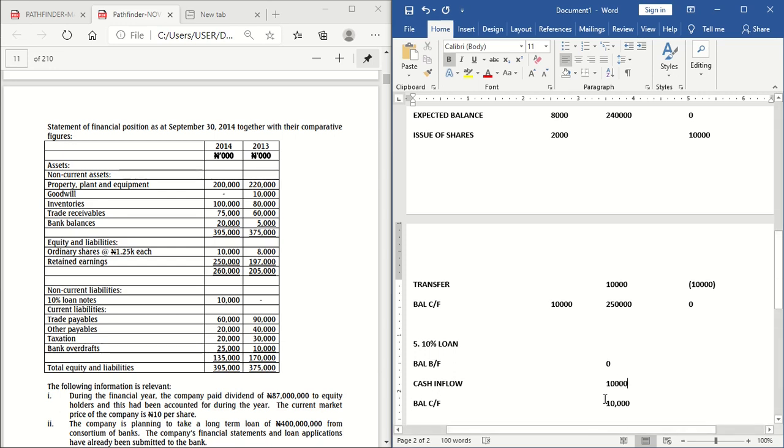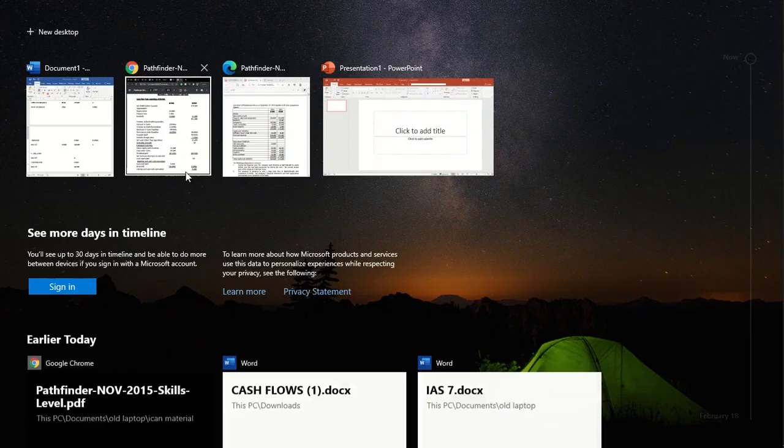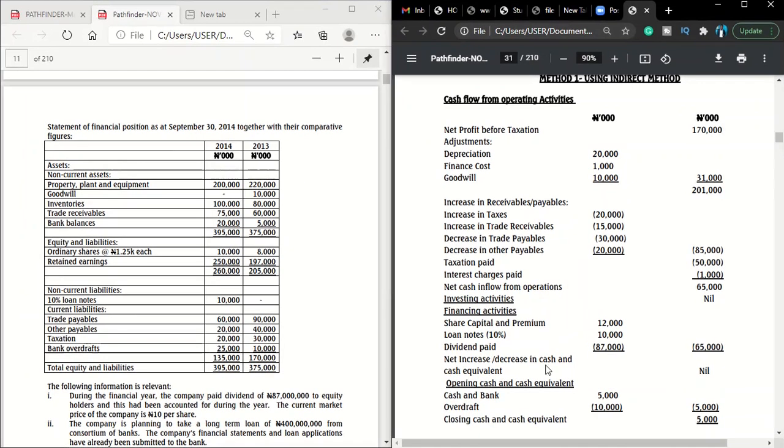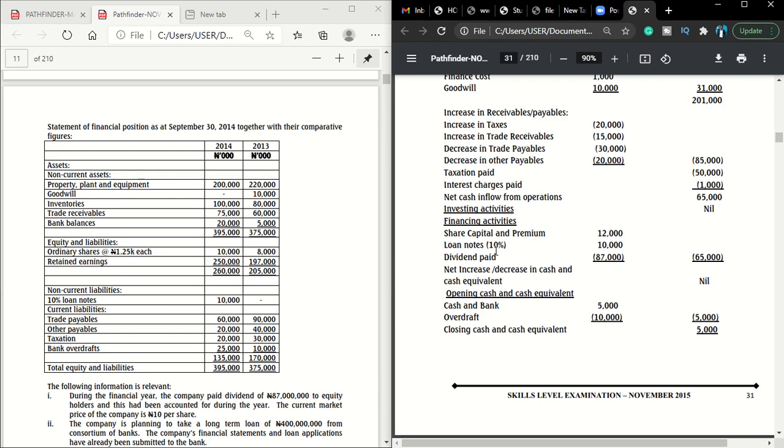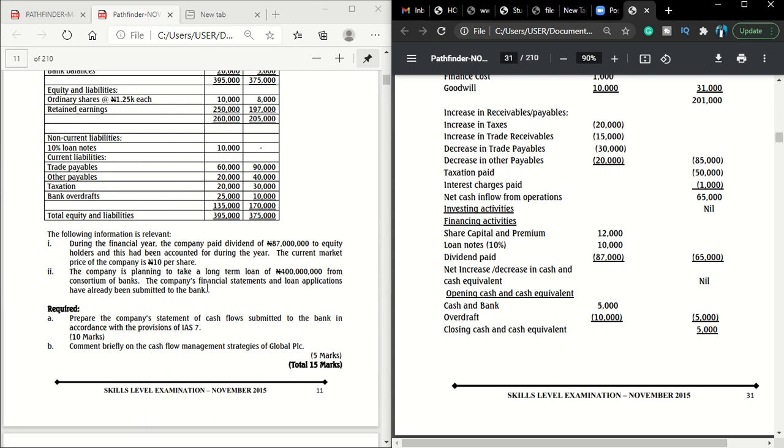So this is an inflow. Under my financing activity, it will show as an inflow. So I will come here. That is how much? Okay, this is it. Loan note 10,000 is an inflow. But don't forget, come back to your additional information 1.